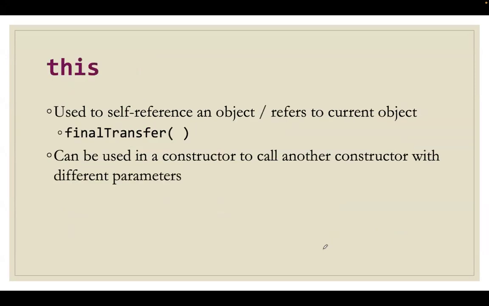We've talked about this. I don't think I'm going to talk about final transfer, but this is used to self-reference an object. It's used to refer to the current object. And we'll see an example in combo lock next time, where we can use this to call another constructor.